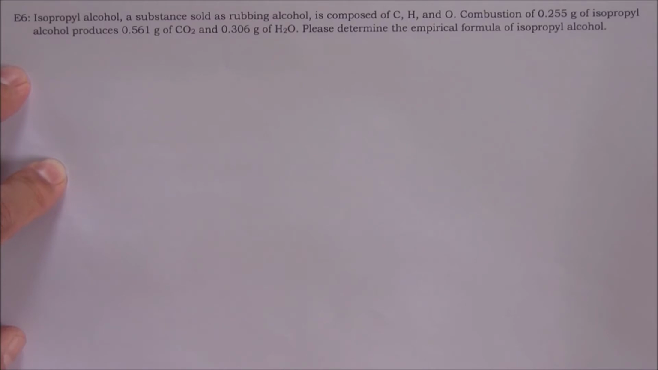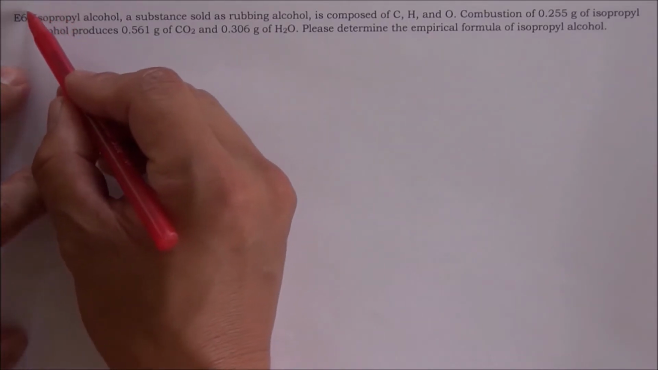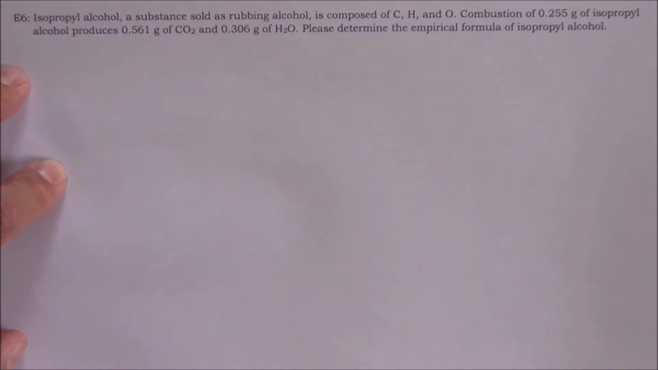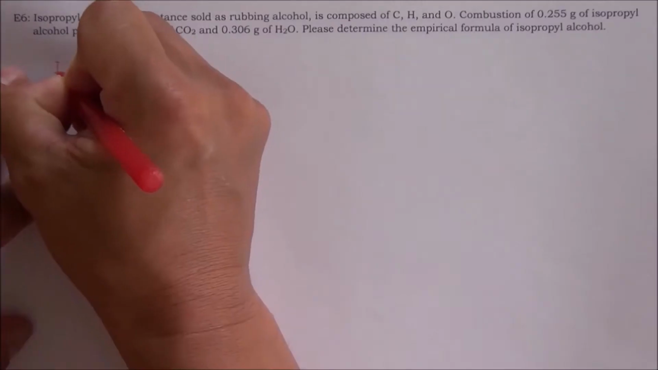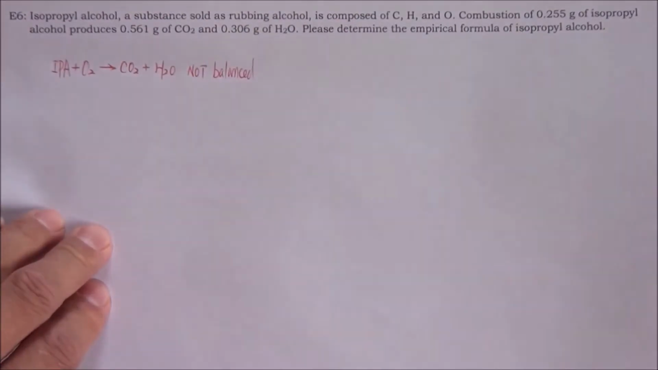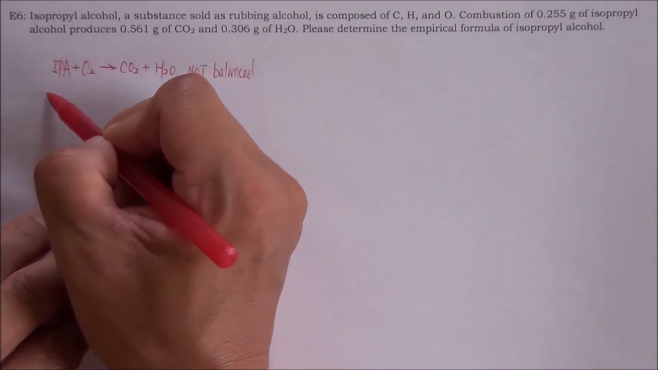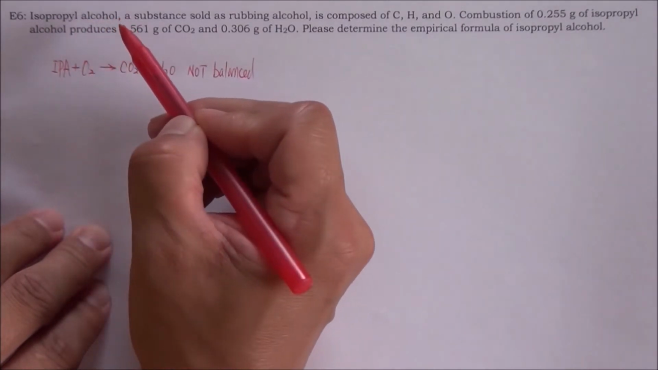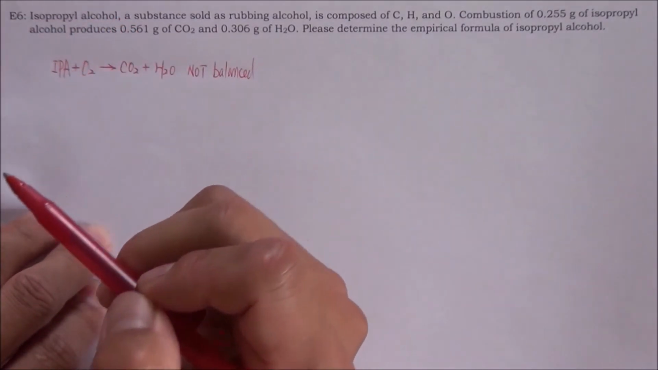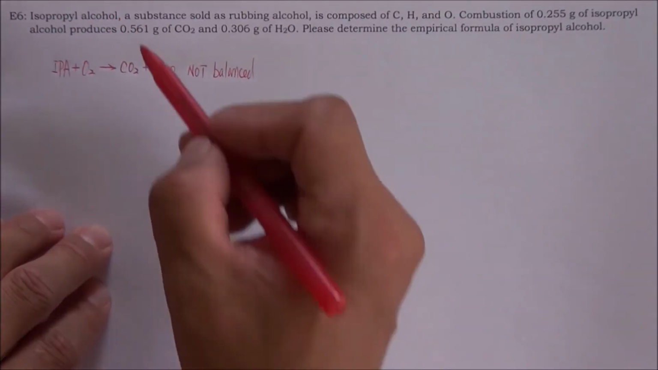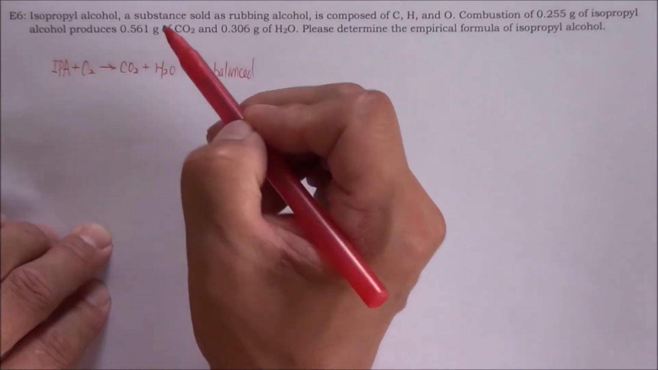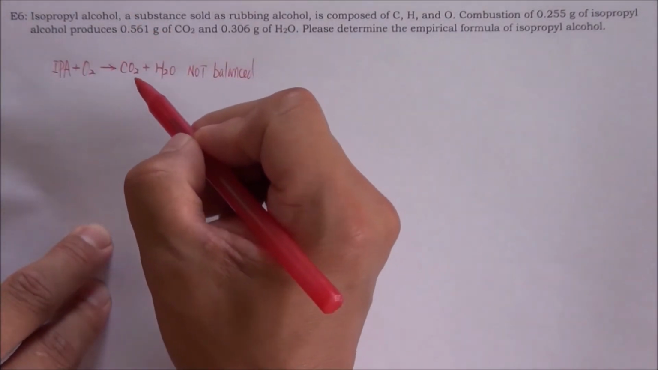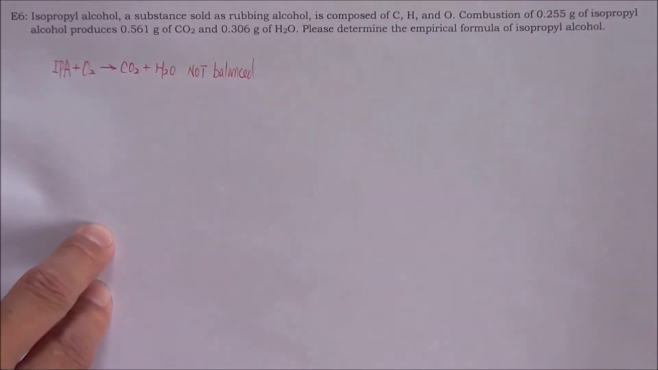We need to write down a balanced chemical equation. However, we do not know the formula of isopropyl alcohol, so we cannot balance the equation. As you can see here, I use IPA to represent isopropyl alcohol. This will save us time. Then we will put down the numbers with units below the corresponding chemical of the chemical equation.